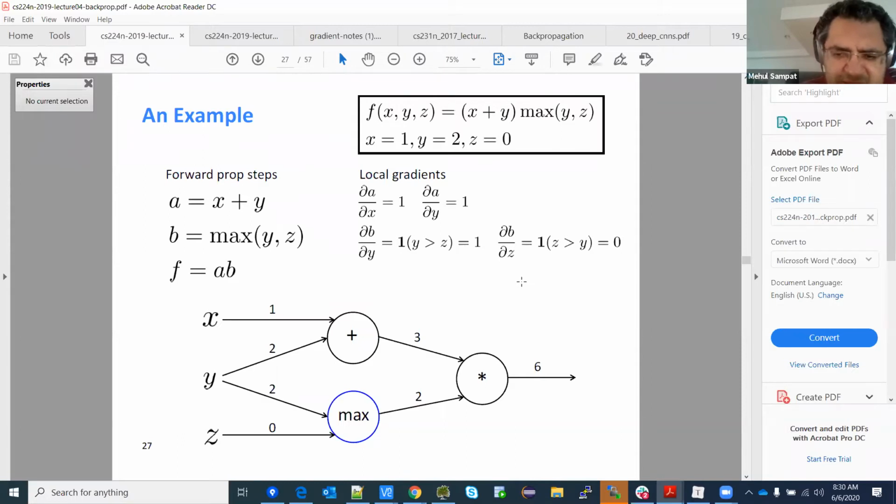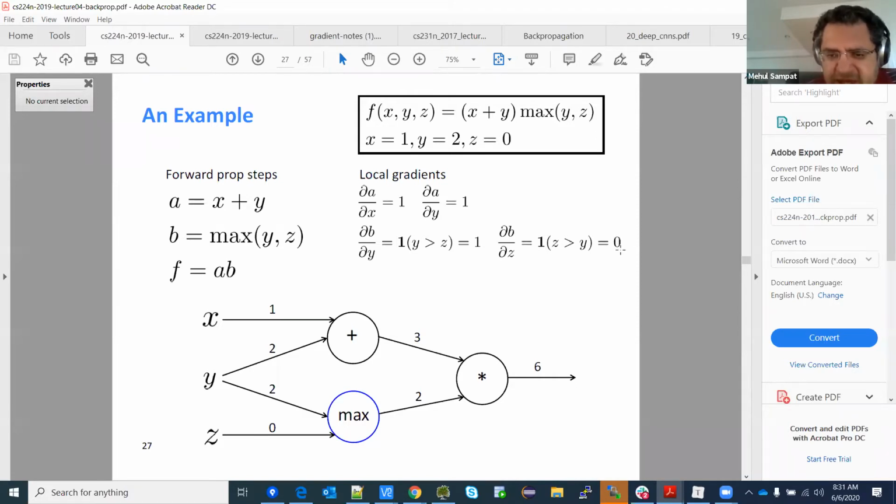Okay, is this a typo here? I didn't notice that before. No, because if Z is greater than Y, that means the gradient of Z with respect to Z should be 1. Oh, right. I think this is an indicator function. I think this notation is an indicator. That's right. I think he has a small typo.